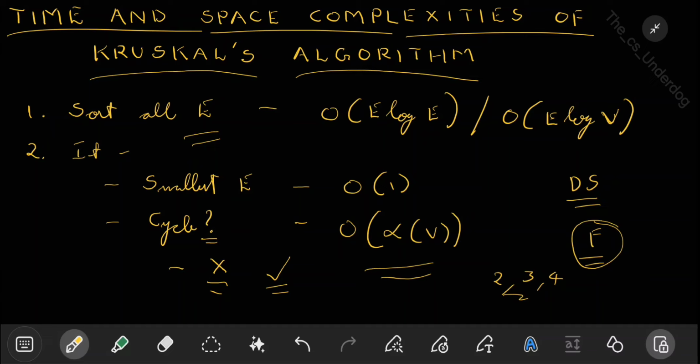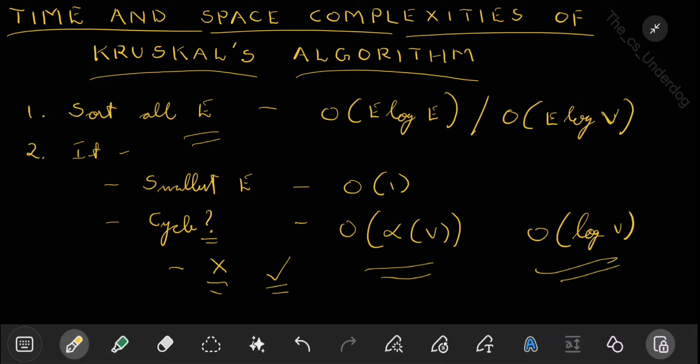But let us say if you don't want to consider amortized time complexity, or maybe if you don't want to apply path compression, still you can do this in order of log V time. So ideally, you can take this as order of alpha of V, but even if that is not the case, you can do it in order of log V time.